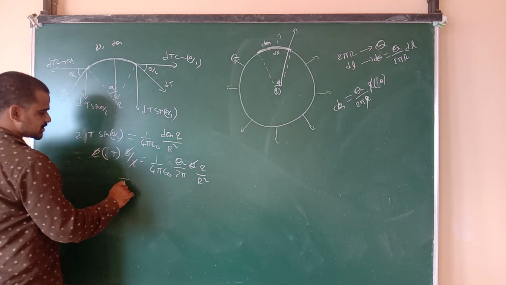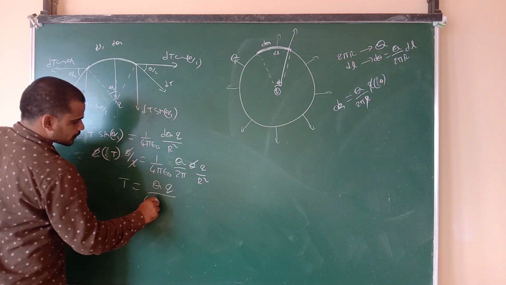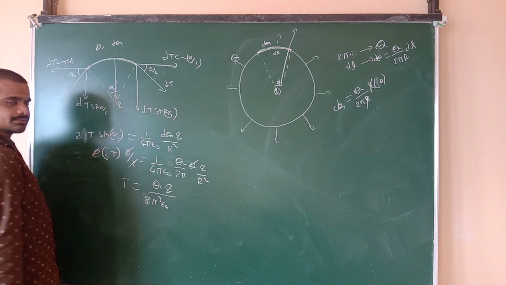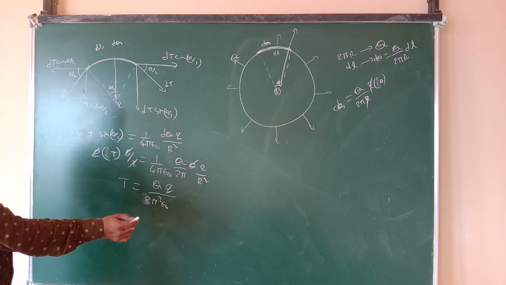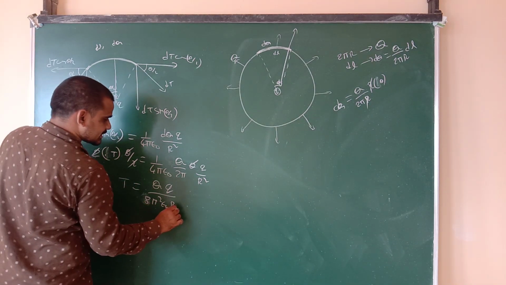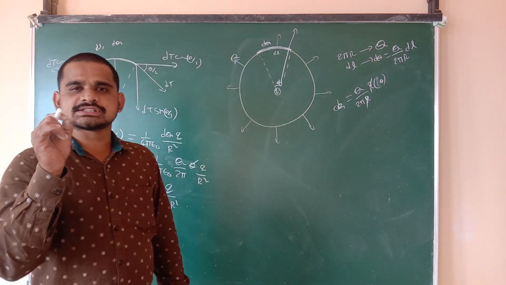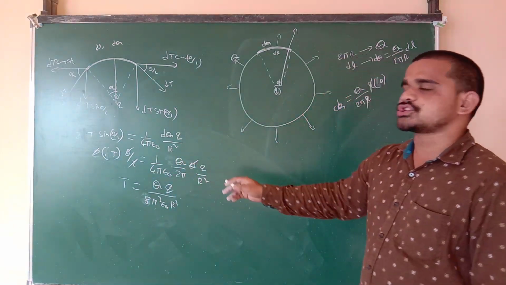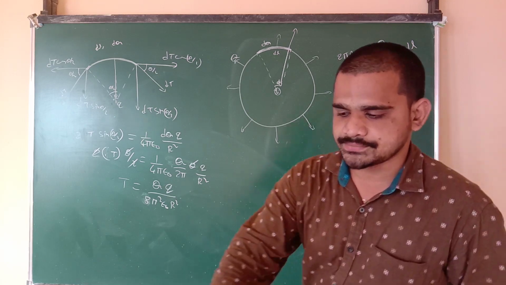How much did you get for the tension T? T is equal to q by 4 pi. No, 4 here, 8. 8 pi square epsilon naught into r square. This is the tension. When a small charge q is placed at the center of the charged ring, the tension in the string is this much. This is one application here.